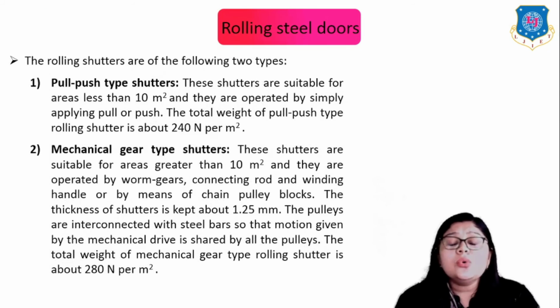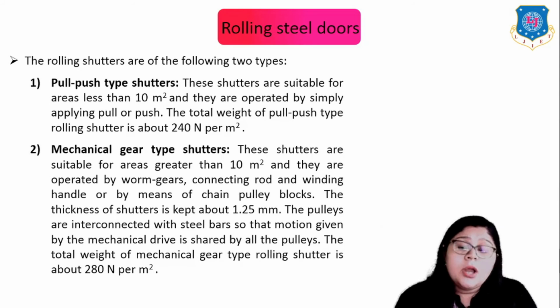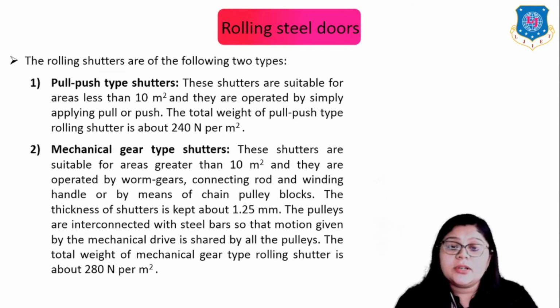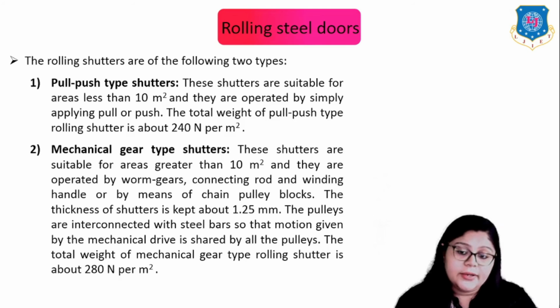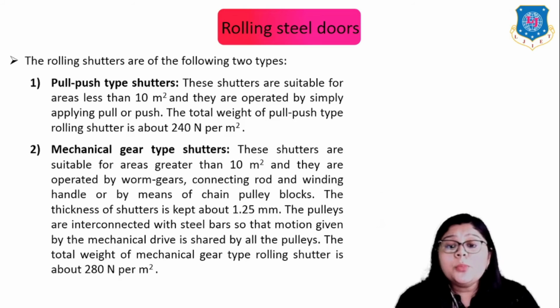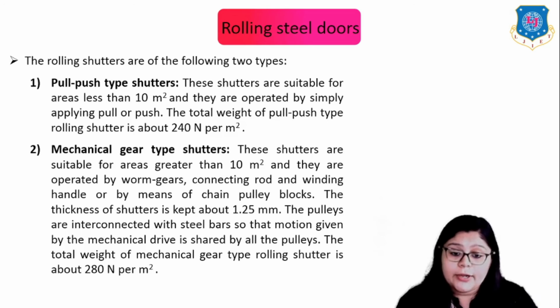Now generally rolling shutters are of two types, the pull-push type and the mechanical gear type. When I talk about the pull-push type, these shutters are suitable for areas less than 10 square meters. While if the area is greater than 10 square meters, we have to go for the mechanical gear type. Pull-push type shutters are opened by simply applying pull or push, and the total weight of this type of rolling shutter is about 240 Newton per square meter.